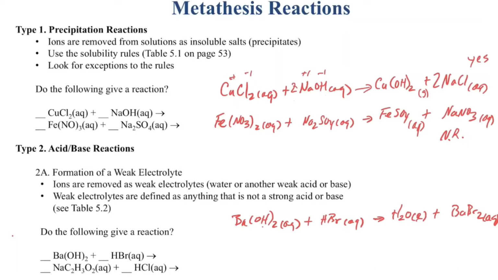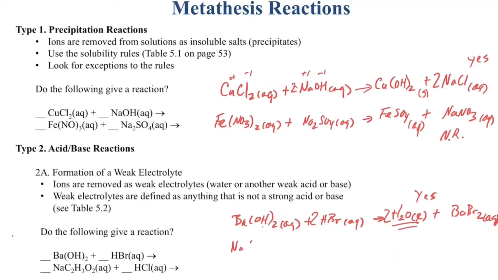To balance everything out, we need 2 HBr, and that should get us all balanced because we have the H2, we have the O, and the other thing we have to do is put 2 for the H2O. And then that should get us balanced. Okay, so does a reaction occur? Yes, a reaction occurs because we're forming the weak electrolyte H2O liquid. So that's going to be a yes for that one. Now let's look at the next one.